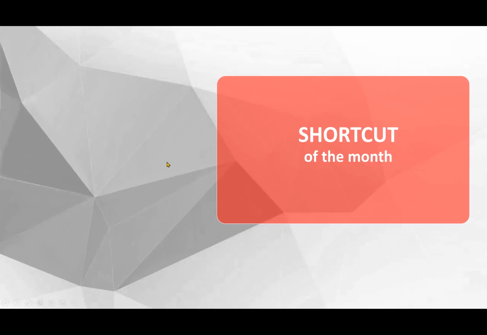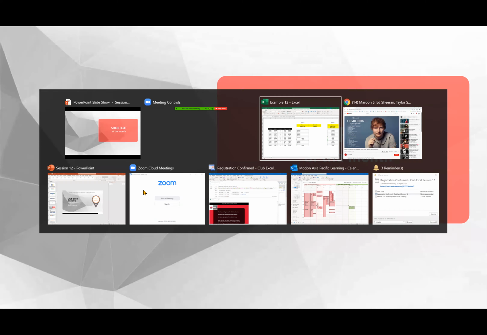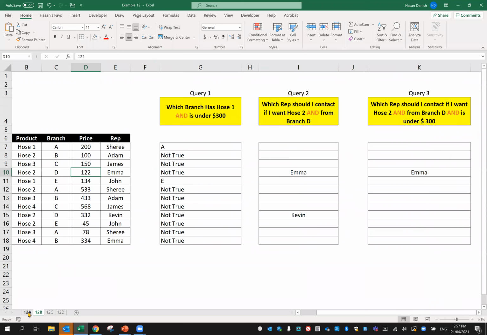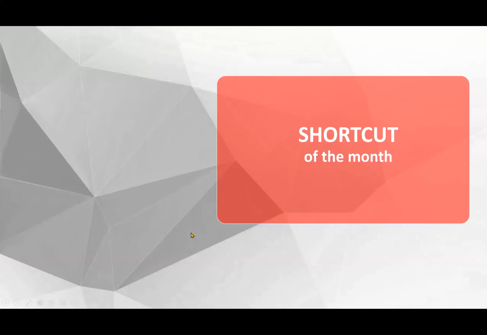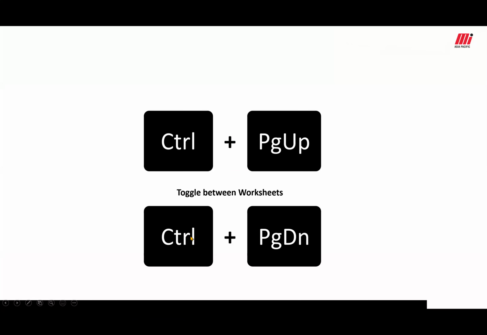So let's move on to our shortcut of the month. The shortcut of the month is very, very simple. You know how I was toggling around with these? Now imagine if you had loads and loads of these and you're busy working on your keyboard. You don't have time to go towards your mouse and shift between these sheets. How do we do that? It's very, very simple. Control page up, control page down. You can press control plus page up on your keyboard to toggle between the worksheets.